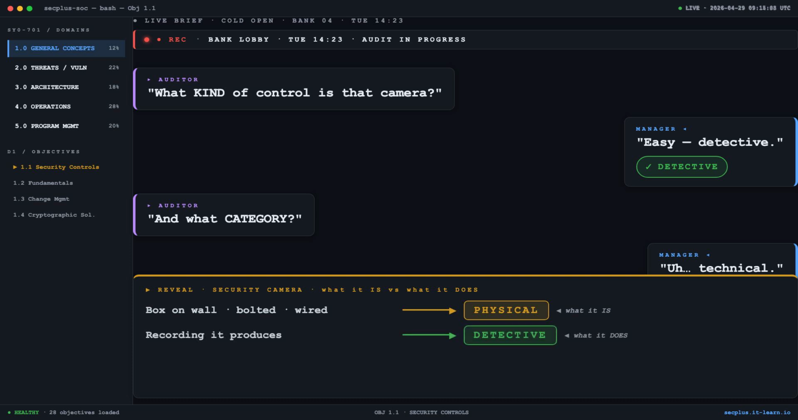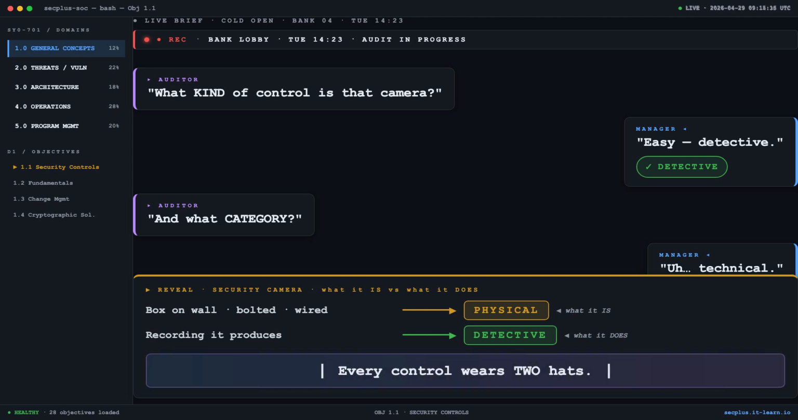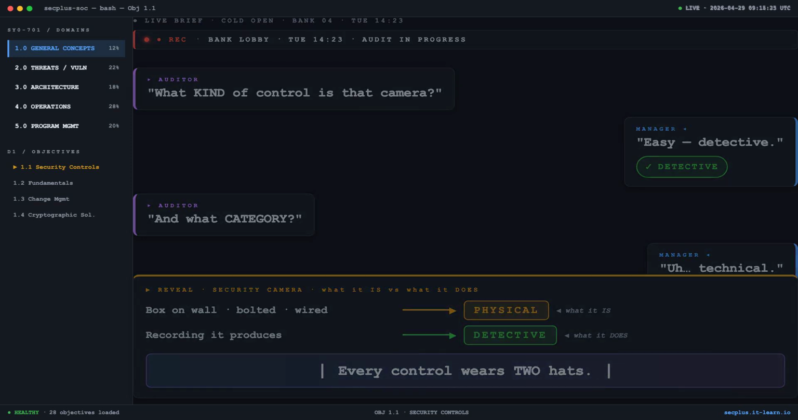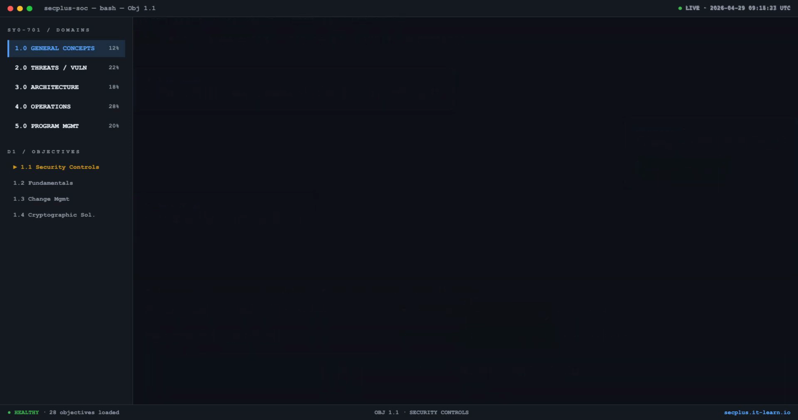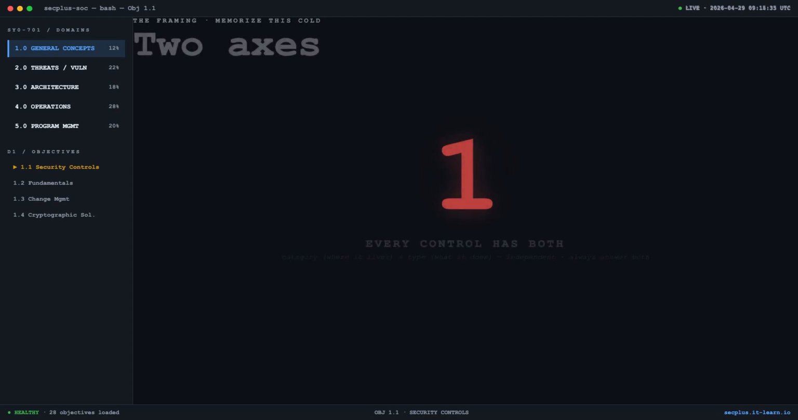He just failed the easiest question on the audit because he forgot the one rule that runs through the entire Security Plus exam. Every control wears two hats. Today we are at the foundation of Domain 1. Objective 1.1 Security Controls, the thing the exam will test you on more often than any other concept in Domain 1. Here's the rule. Every security control has a category and a type. The category tells you where the control lives or who implements it. The type tells you what the control does functionally.